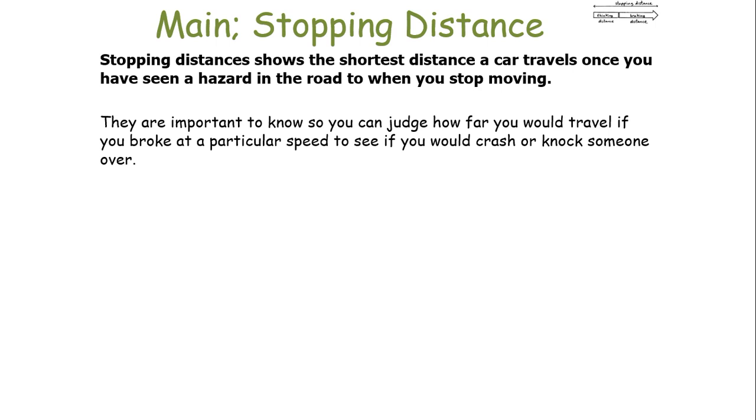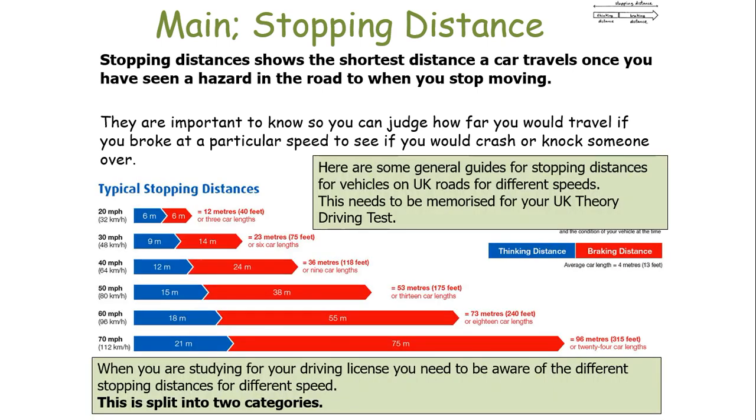Now, stopping distances show the shortest distance a car can travel from when you've seen a hazard in the road to when you stop moving. Now, they're very, very important, so it allows you to judge how far you would travel if you braked at a particular speed to see if you would crash your vehicle or you would knock someone over. So it's very important you know your stopping distances.